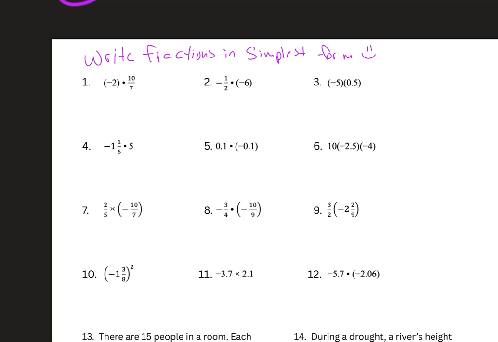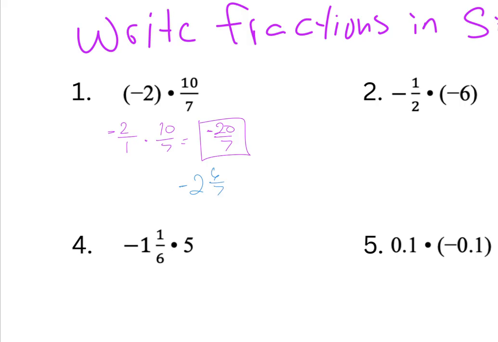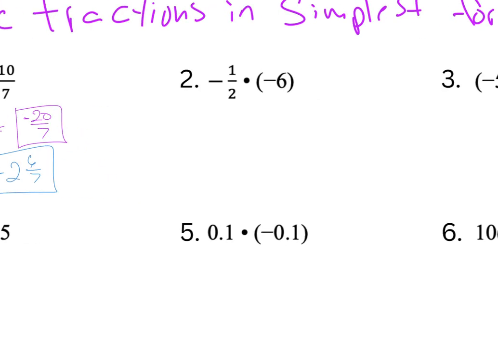All right, you're going to write these fractions or decimals in simplest form. I mean, the decimals won't need to be in simplest form, but anyway, here we go. This first one is just going to be negative 2 over 1 times 10 over 7. That's going to be negative 20 over 7, and that's good enough for simplest form. You don't need to convert it. If you did, it would be negative 2 and, oh my gosh, 6/7.